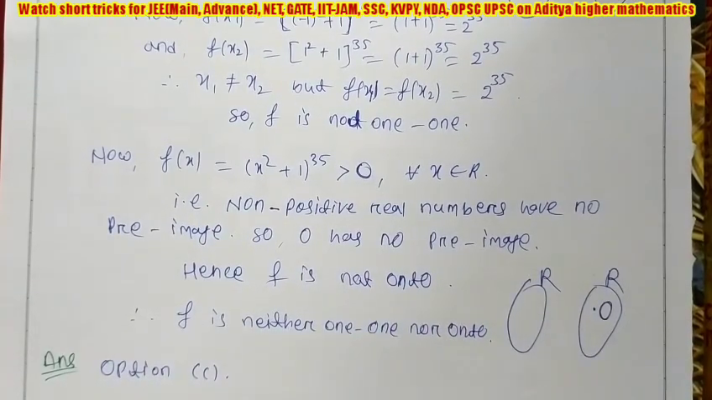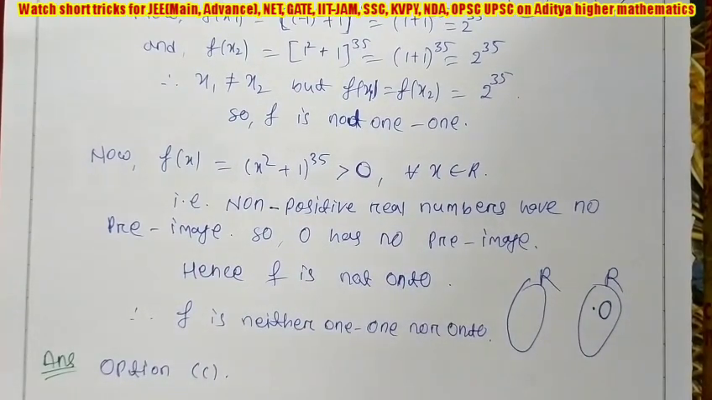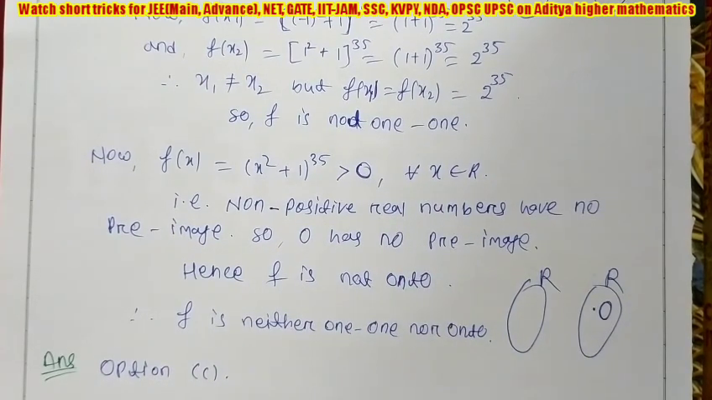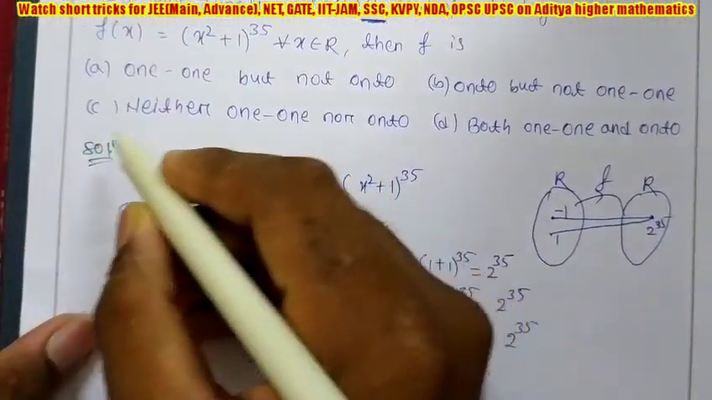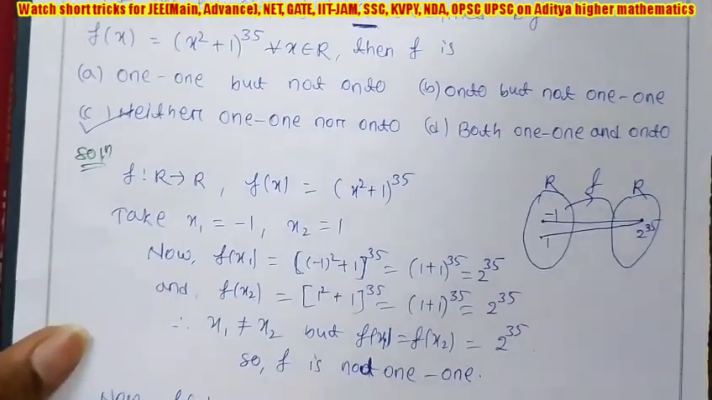So when a function is neither one-to-one nor onto, the easy approach is you take counter examples: distinct elements which have the same image, and for onto you take one element in the codomain which has no pre-image in the domain. Then that function is neither one-to-one nor onto. So which option are you getting? Option C, neither one-to-one nor onto.